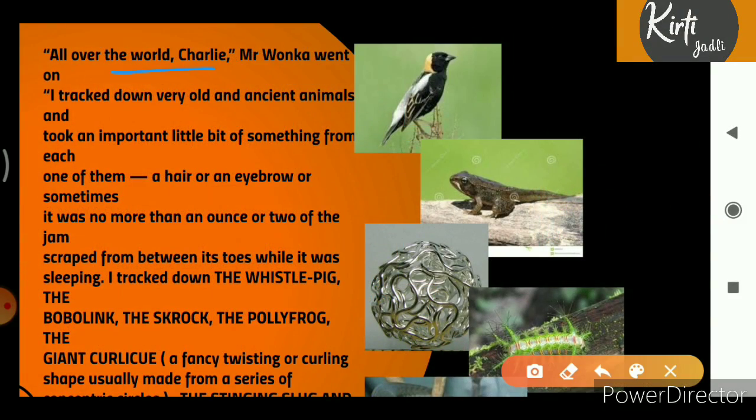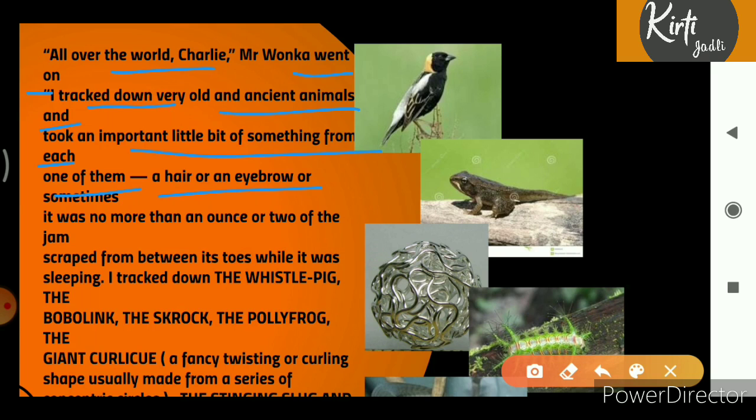All over the world, Charlie, Mr. Wonka went on. He's telling his assistant Charlie that he went all over the world in order to collect these samples from the oldest living creatures on earth. He says, I tracked down very old and ancient animals also and took an important little bit of something from each one of them. Okay, so he tracked means to follow something. So he followed very ancient animals and took a part of their body in order to make that medicine.